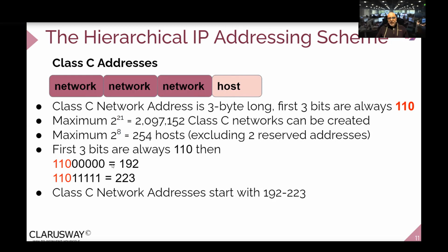If I look at the network address, the smallest is when all these are 0, and in decimal, that's 192. And the biggest is going to be when these are all 1s. That's going to be 223. So Class C networks start at 192 and go to 223.